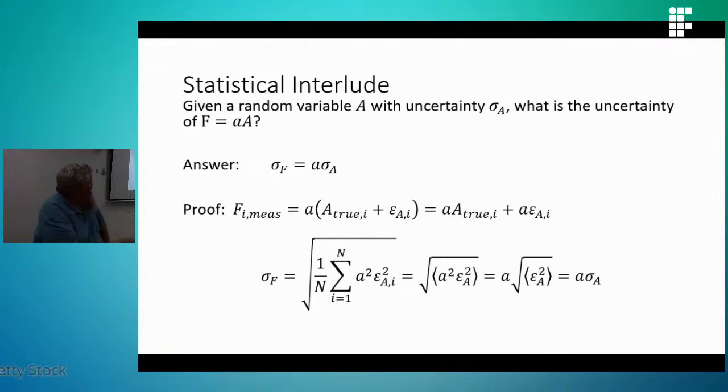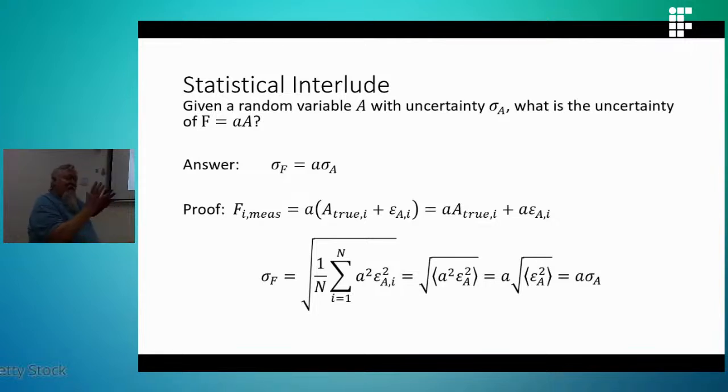Now suppose f is a scalar value times A. Then what is the uncertainty of f? The uncertainty of f is just going to be the scalar value times the uncertainty of the original random variable. And I just go through the proof here to show it like that.